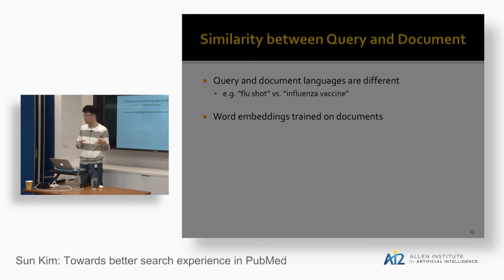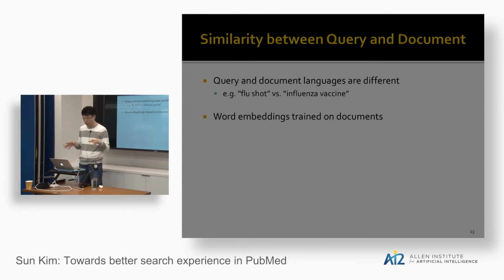We can use the same formulation for PubMed search. Like I said, the speed. N to the power of 3 is not practical for online search. Second is because Korean document languages are different. Here, one example. For general users, flu shot is a common term. But in biomedical literature, influenza vaccine is more popular.